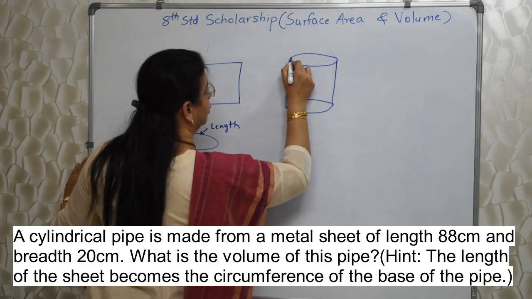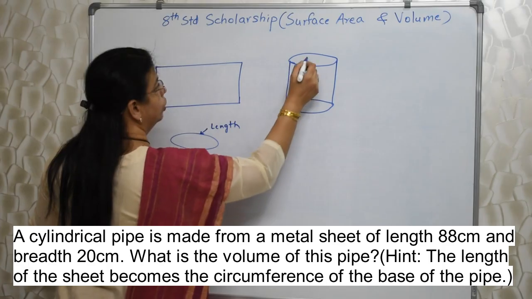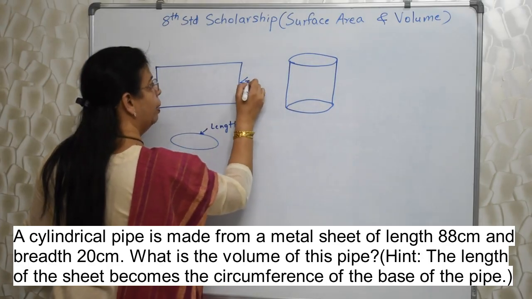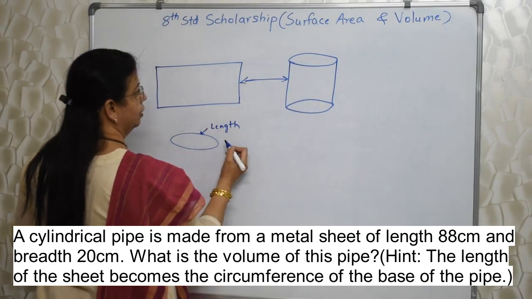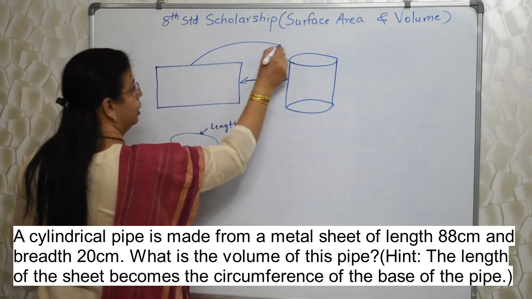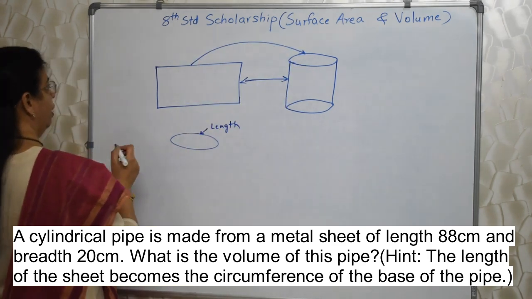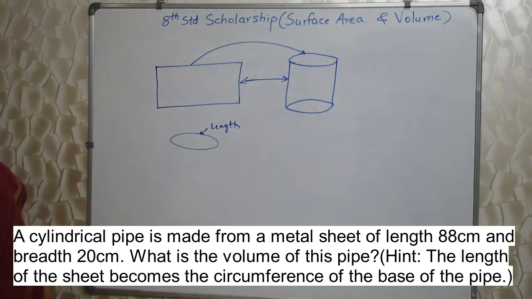Cylinder, something like that. So this breadth will remain. This is same as this, and this portion is this. So that's why they have given that hint. In case they don't give it in the actual exam paper, you have to assume it.